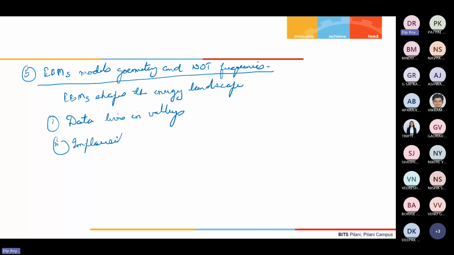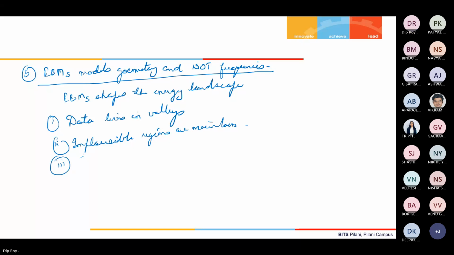Implausible regions are mountains. And just visually try to think about it. You have a landscape where data lives in the valleys. Implausible regions are the mountains. Okay. And what has happened?